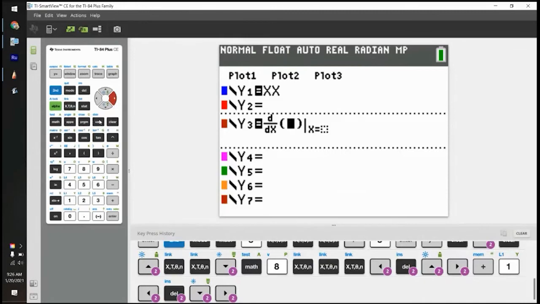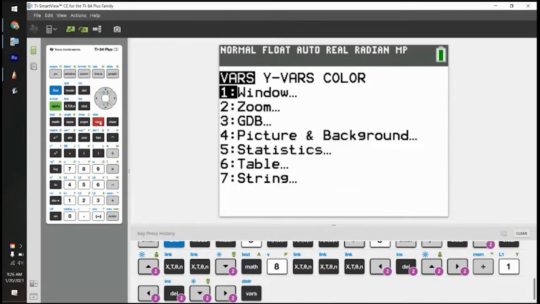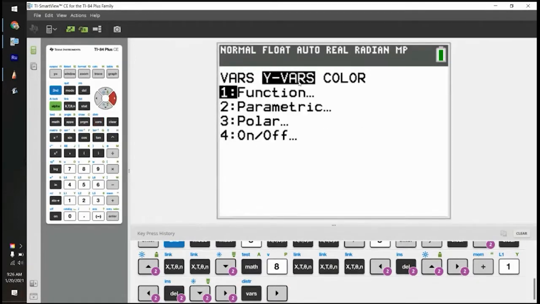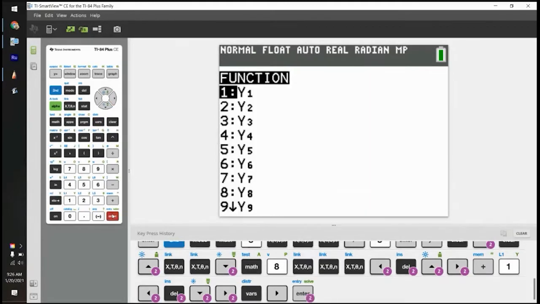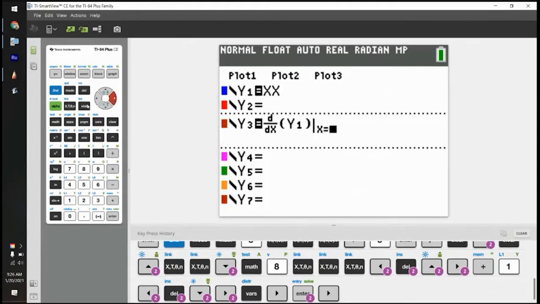Ready? Hit the vars button for variables. It's right here. You can see it on my screen. It says vars. This will work for anyone's calculator, by the way. Arrow over to the right, and it says y vars. Hit function, and then just hit y1. Now it automatically does the derivative of whatever's there.